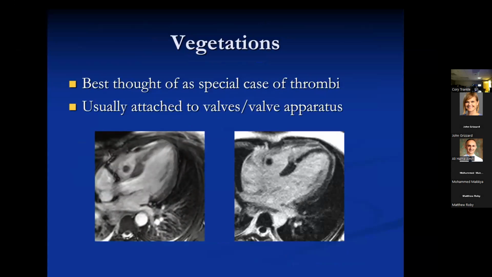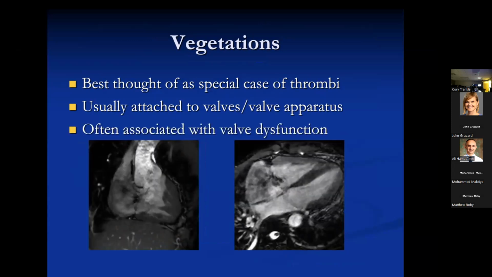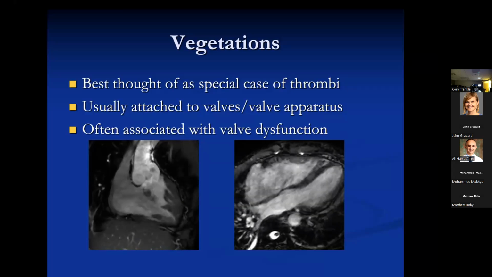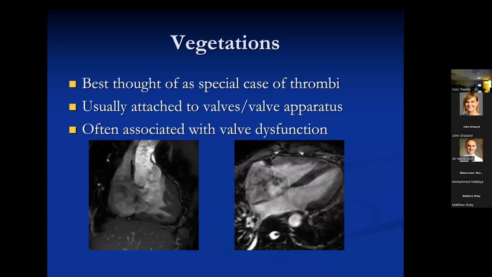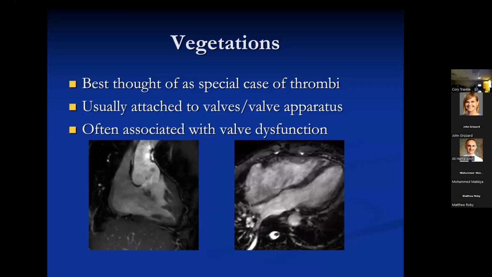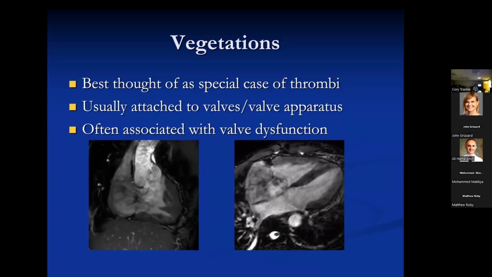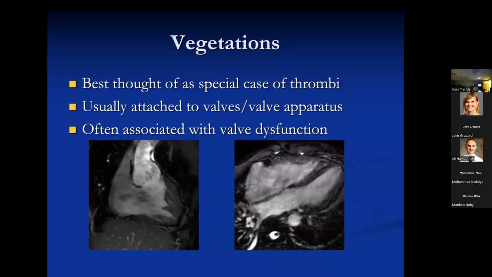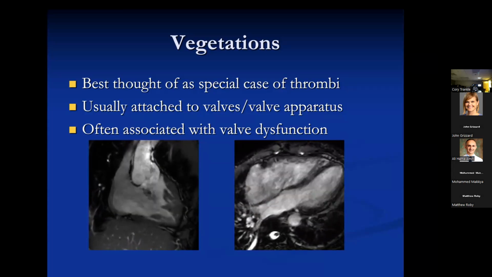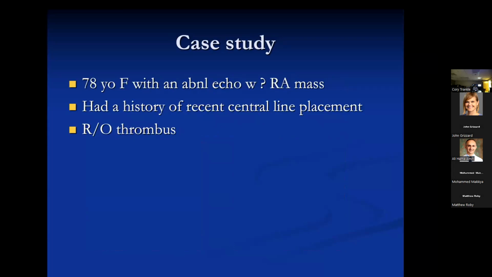Very good. Vegetations, I want to just mention, are best thought of as a special case of thrombi that are attached to valves and valve apparatus. Usually this one happens to be attached to the chordae of the tricuspid valve. They're often seen in the setting of endocarditis with valve destructive lesions that result in markedly impaired valvular function. So it looks like this. You're not really debating, is that a myxoma? You're going to know that's a vegetation. Signal characteristics wise, it's very similar because they are a special case of thrombi, infected thrombi, right?